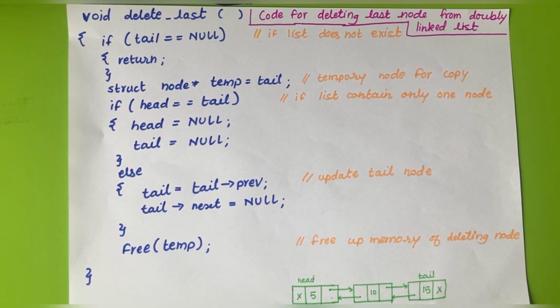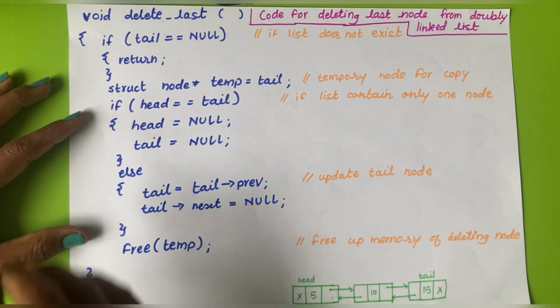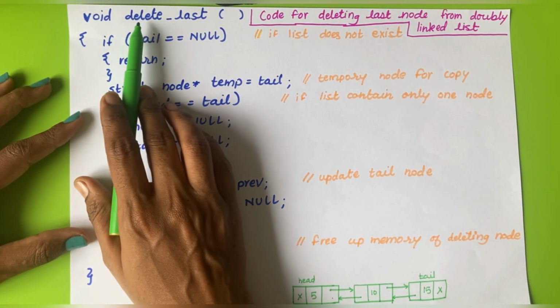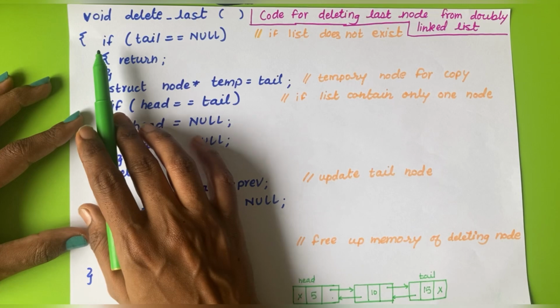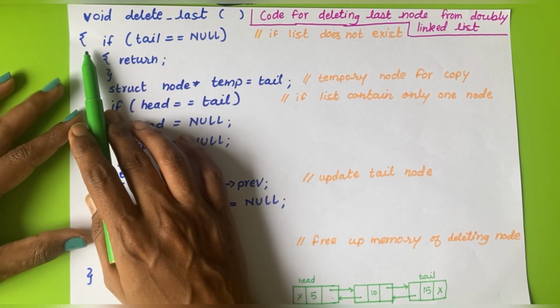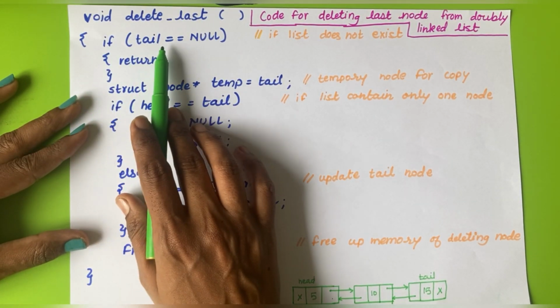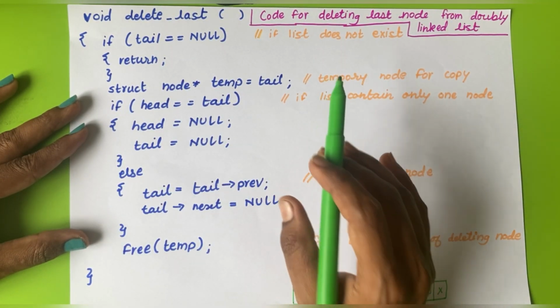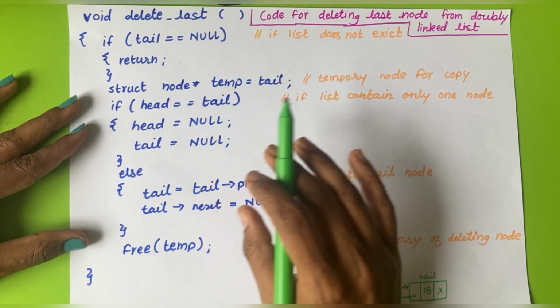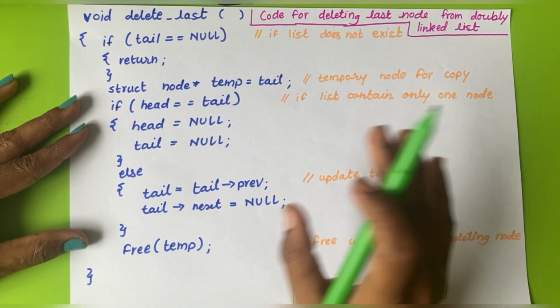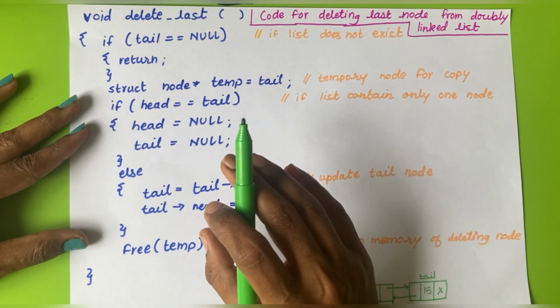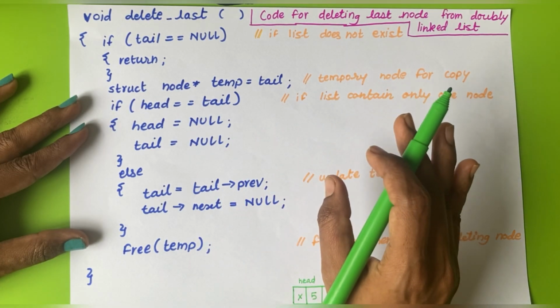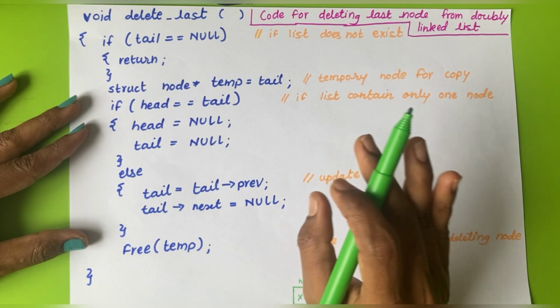Okay, so let's start with the code for deletion of a node present at the last of the linked list. For that purpose we have taken the function void deleteLast. In that, first we will check the condition whether the tail node is present or not. Tail will not be present only if the list is not present, because if there is not a single node in the linked list, then the tail node does not exist.